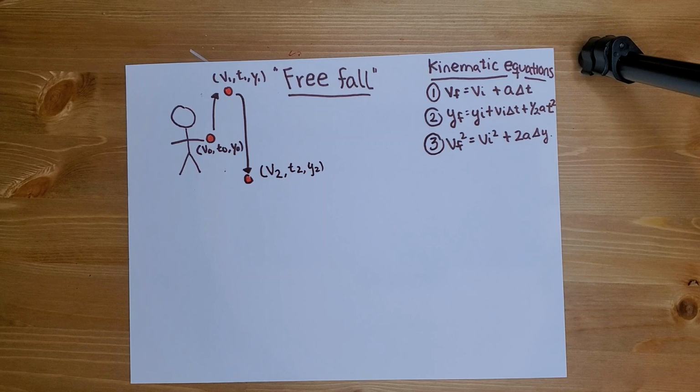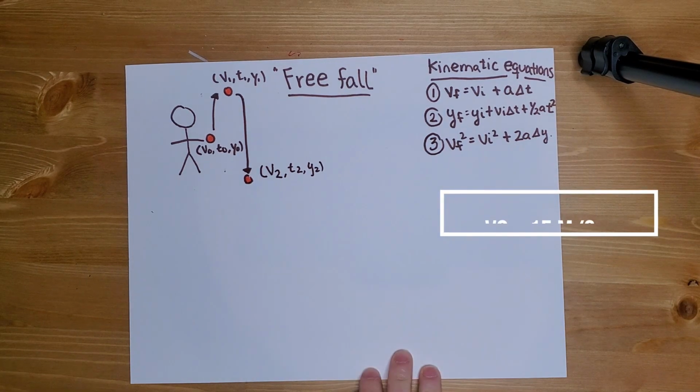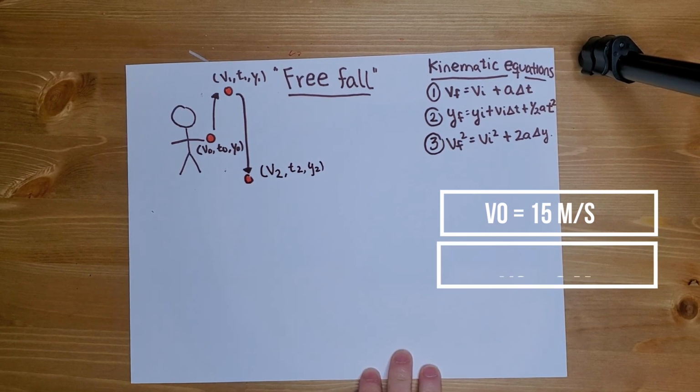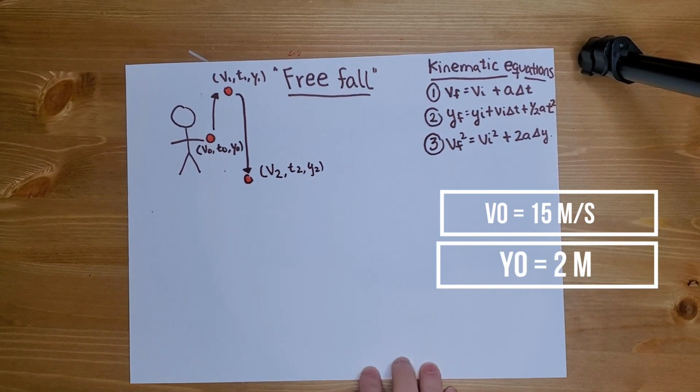So this question is, a student standing on the ground throws a ball straight up. The ball leaves the student's hand with a speed of 15 meters per second when the hand is 2 meters above ground. How long is the ball in the air before it falls to the ground?